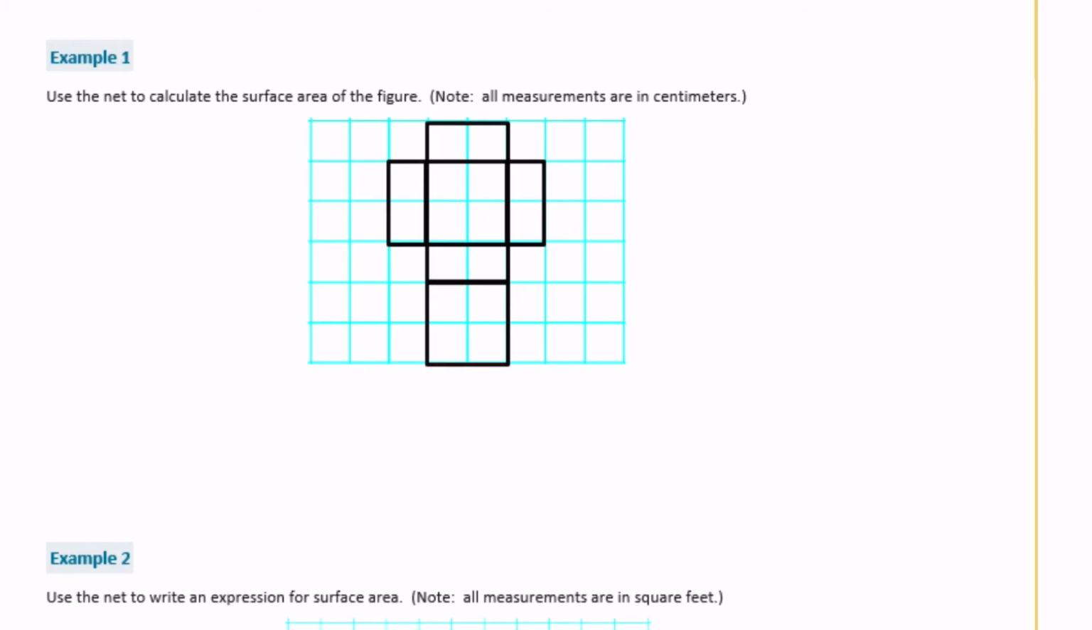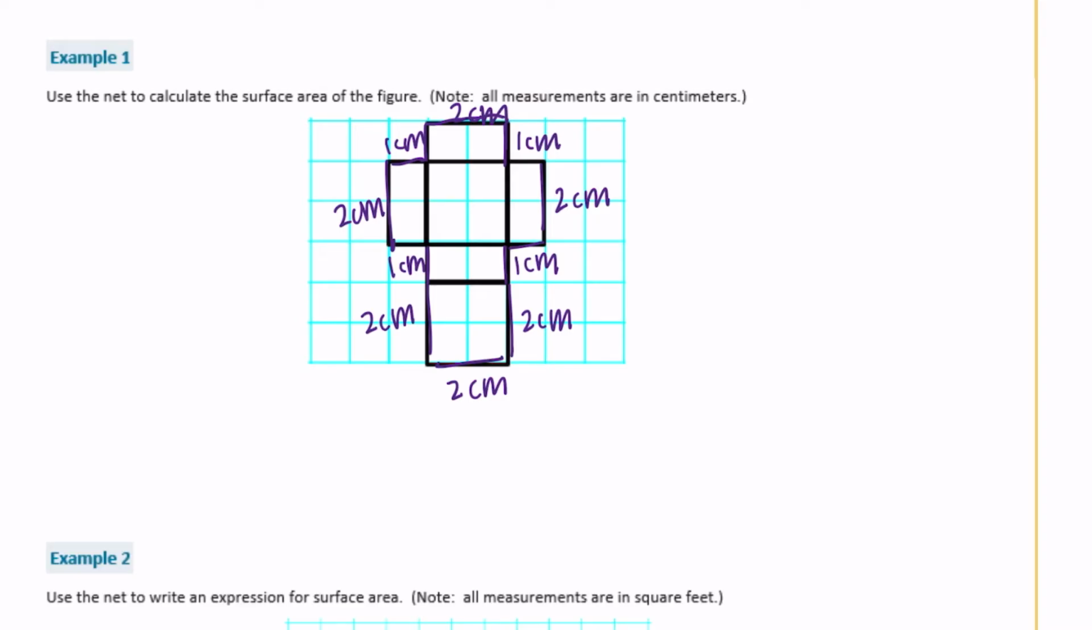Example 1. Use the net to calculate the surface area of the figure. Note all measurements are in centimeters. All right, so I'm going to go through and label all the measurements. So that would be 2 centimeters. Here's just 1 centimeter, 2 centimeters. These are both 1 centimeter, 2 centimeters, 2 centimeters, 2 centimeters. Here's 1 centimeter. 2 centimeters, and then both of these are 1 centimeter.